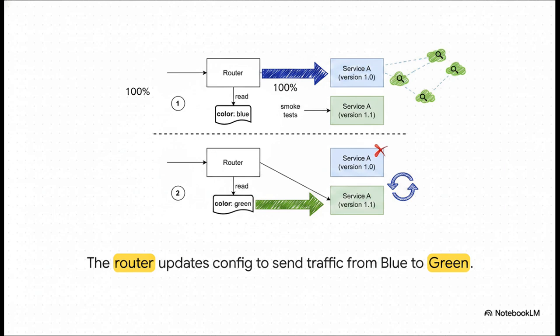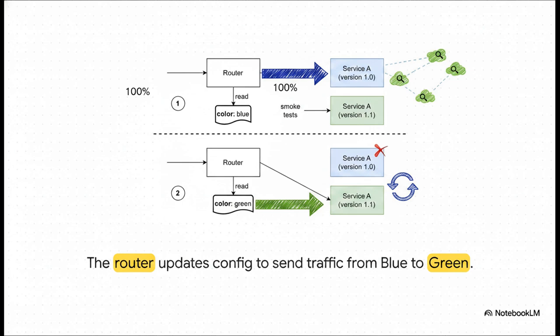Let's actually visualize that Blue-Green deployment real quick because it's so elegantly simple. Initially, your router is sending 100% of the live traffic to the Blue version. Let's call it 1.0. Meanwhile, your new Green version, 1.1, is fully deployed but totally isolated, just running its smoke tests. Once it passes, the router simply updates its config to point to Green. Boom! All traffic instantly flows to 1.1.